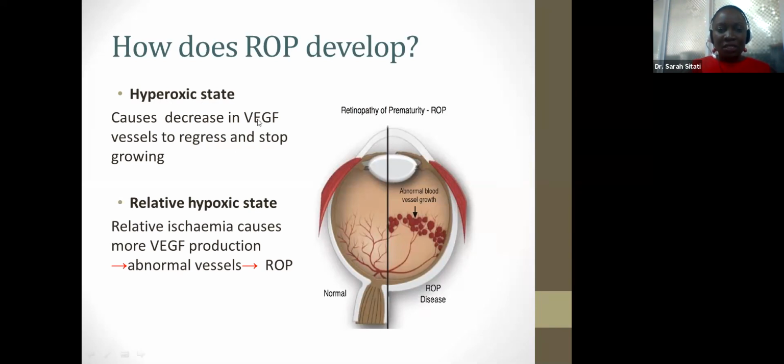But when the VEGF production is stopped, the eye responds that there is ischemia going on, blood vessels are not growing, so please produce more VEGF. And when more VEGF is produced, instead of reinstating the normal progression or growing of vessels, it causes abnormal blood vessels to develop. And that is what causes retinopathy of prematurity. This abnormal vessel development is the root cause of ROP.